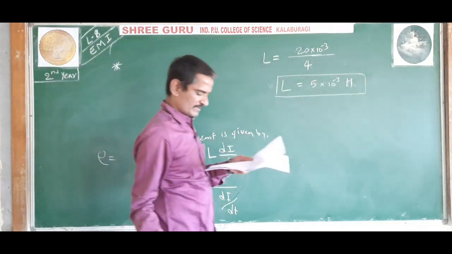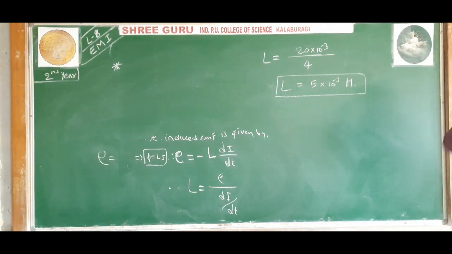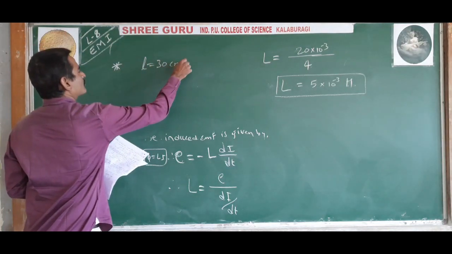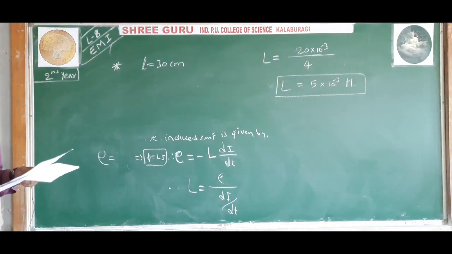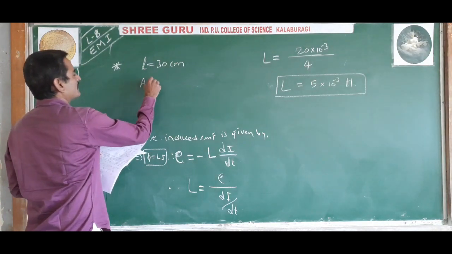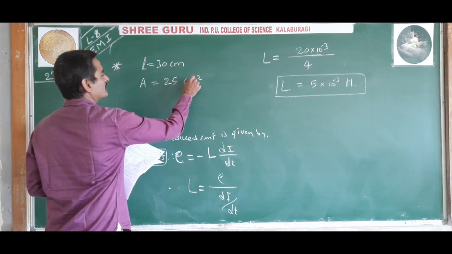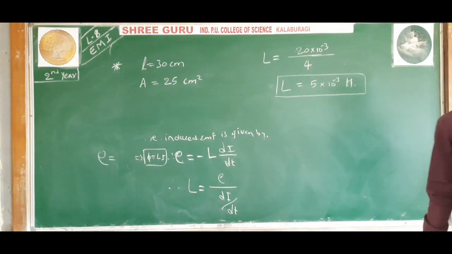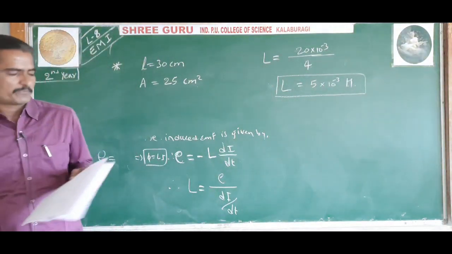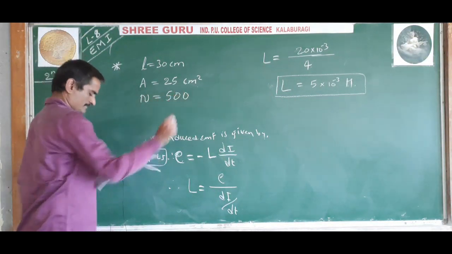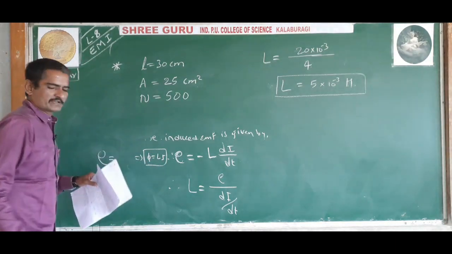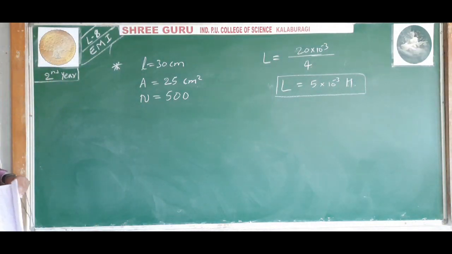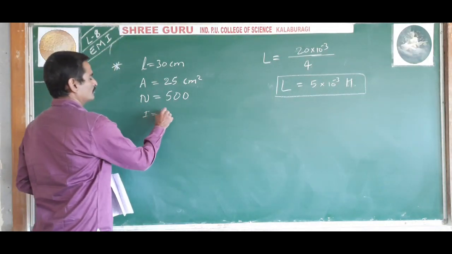An air-cored solenoid with length 30 centimeter, area of cross section 25 square centimeter, and a number of turns 500, carries a current of 2.5 ampere. Current in that coil is 2.5 ampere.